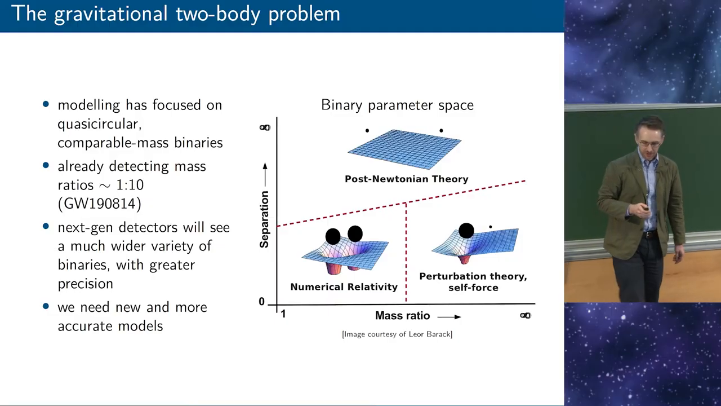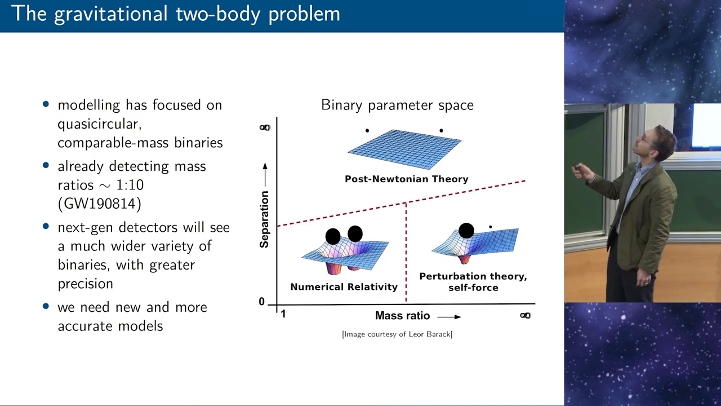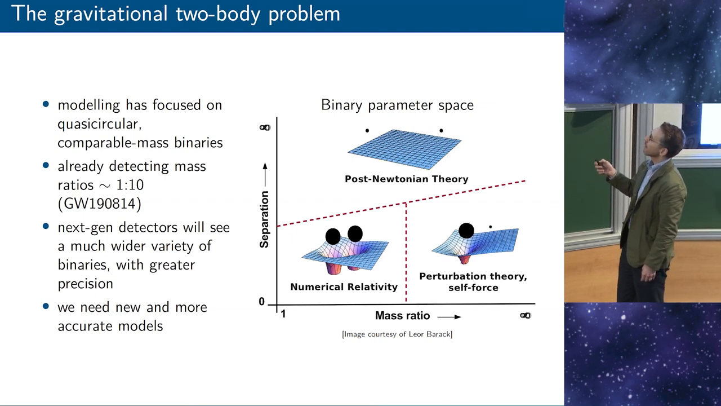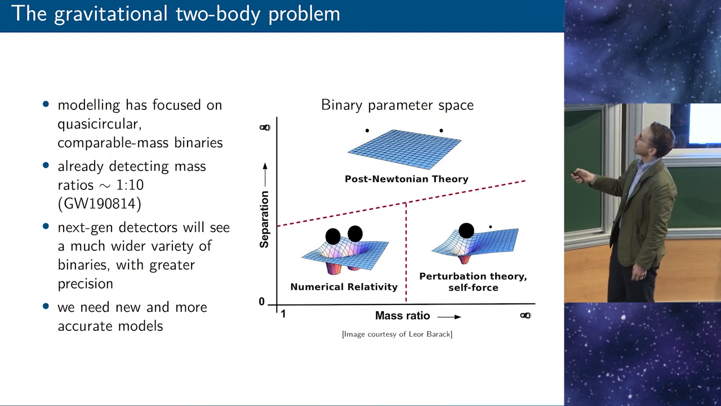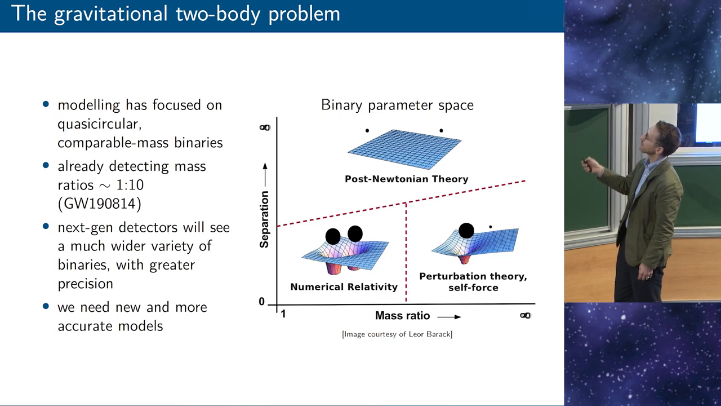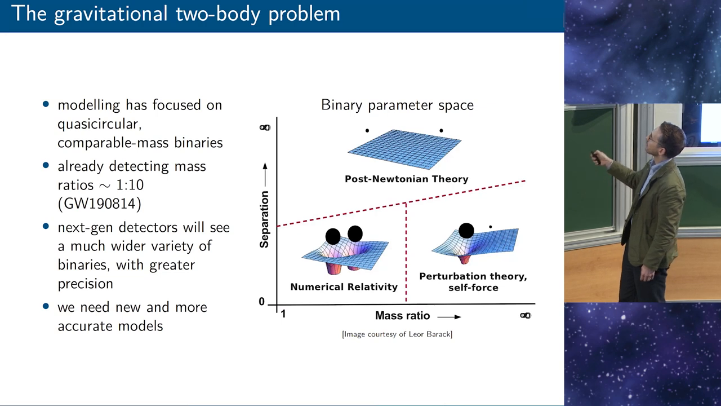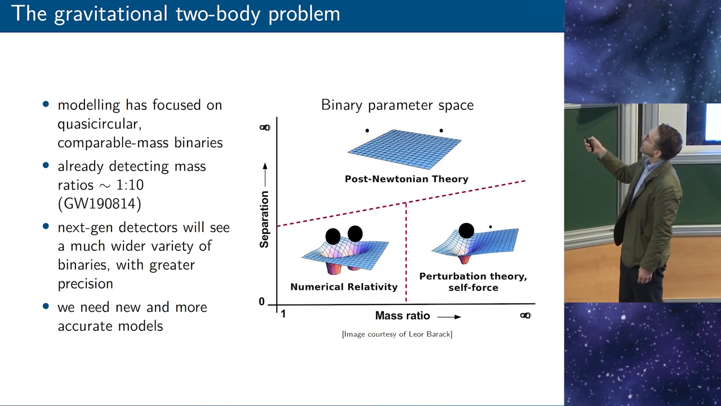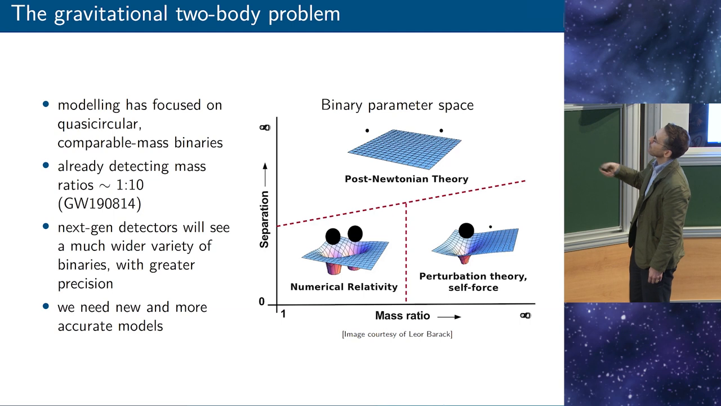Okay. So the general context is something we've heard a lot about already at the conference, which is the gravitational two-body problem in the relativistic regime. It's a very complicated problem with a lot of parameters in general. Here is a plot of the binary parameter space, just two of the dimensions: the orbital separation, how far apart the two bodies are, and the mass ratio. And in different regions, we use different approximations or different methods. If the bodies are widely separated, then their mutual gravity is weak, and we can use post-Newtonian theory or post-Minkowskian theory.